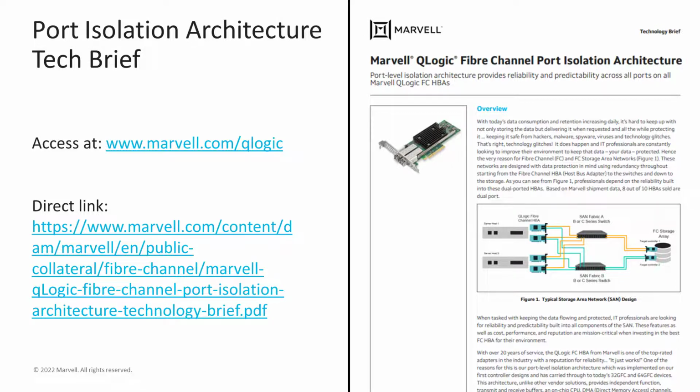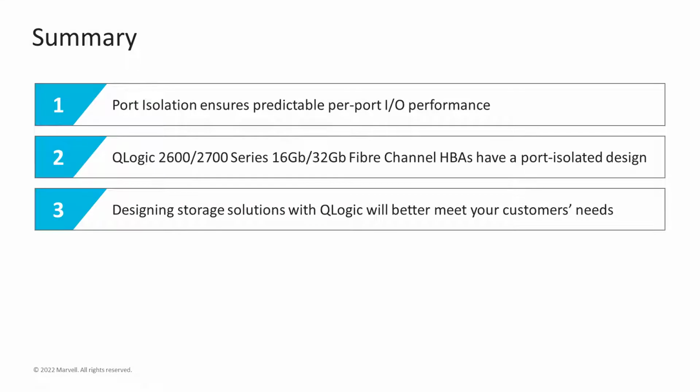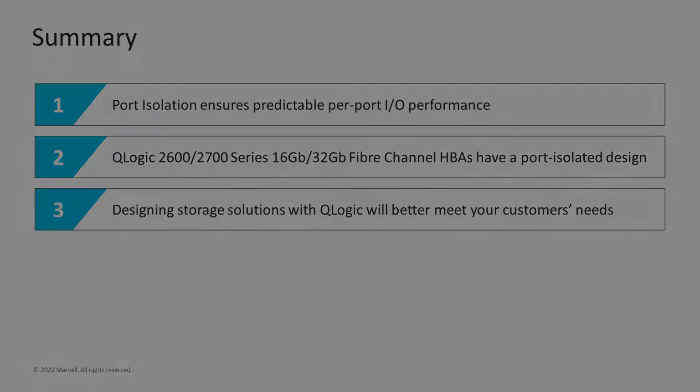So here are the key takeaways. Using an HBA, or any I/O device for that matter, that uses a port isolation architecture will deliver more predictable I/O performance than those that use a shared architecture design. The only Fibre Channel HBAs on the market today that leverage a port isolated architecture are Marvell QLogic HBAs, including the QLogic QLE2600 series and QLE2700 series 16 gig and 32 gig HBAs. Designing your solutions with QLogic HBAs will better meet your customers' need for predictable Fibre Channel SAN performance.